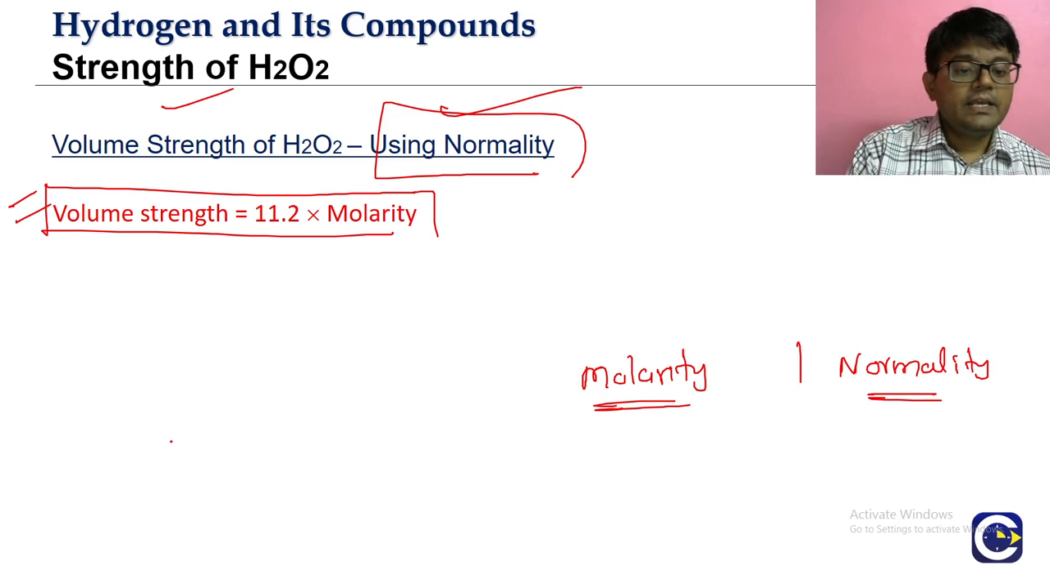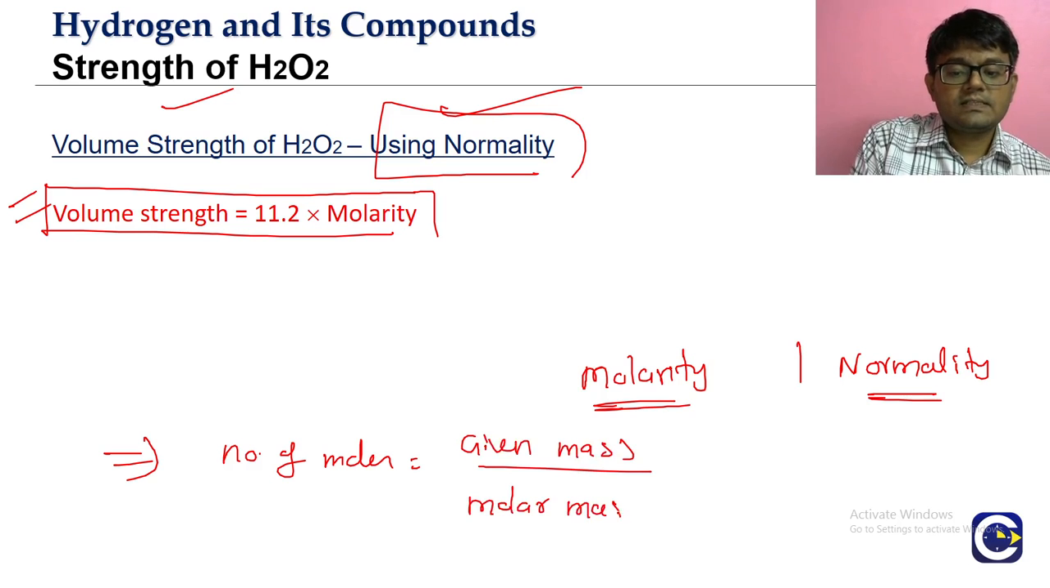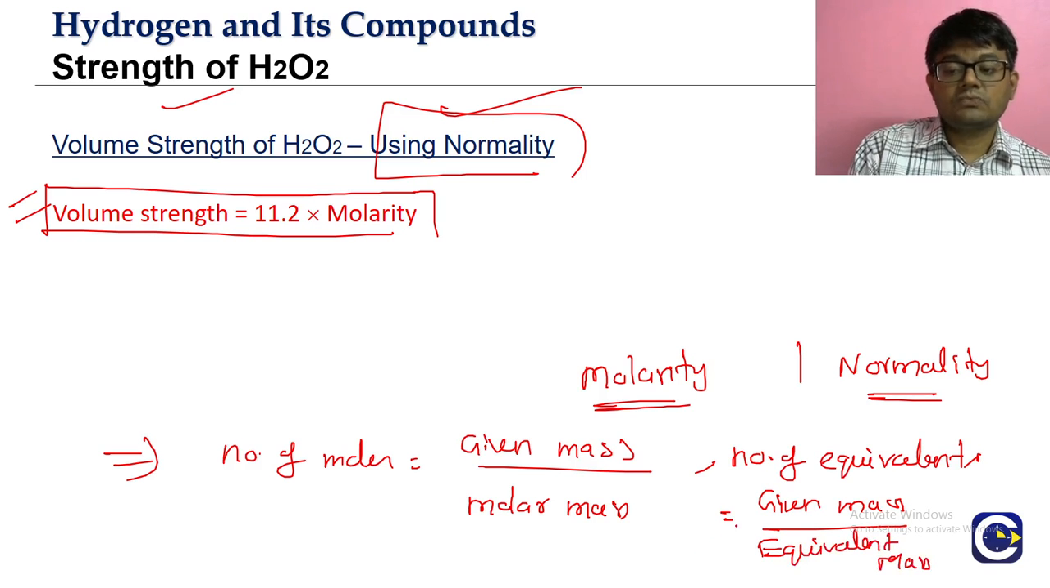If you look at any substance, what is the number of moles of the substance? Number of moles is equal to given mass by molar mass for any substance. Okay, and what is the number of equivalents? It will be equal to given mass by the equivalent mass. What is it? Given mass by equivalent mass. What is this equivalent mass concept? It is dependent upon what type of substance we have.